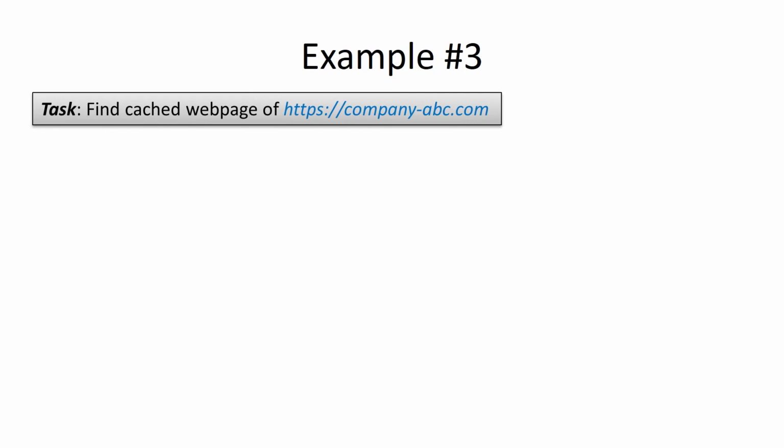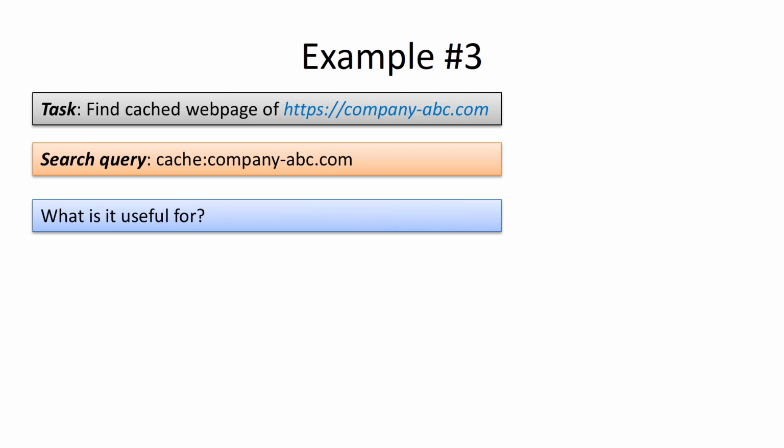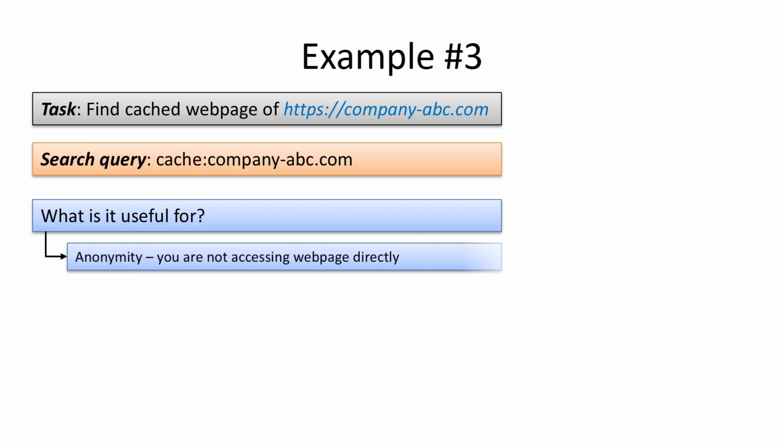In this example, we need to find cached web pages. As you know, Google crawls every web page and keeps its copy. With a simple search query, you can see the copy of required web page. And again, there is a reasonable question. How can it help us in penetration tests? The first advantage is the anonymity. We can review desired web pages without accessing targeted web server, and nobody will know that you visited given web pages.